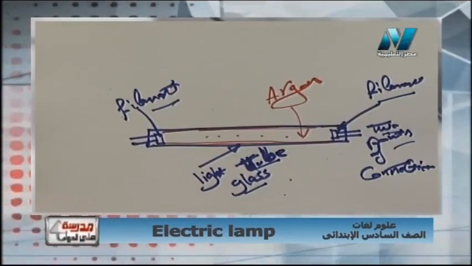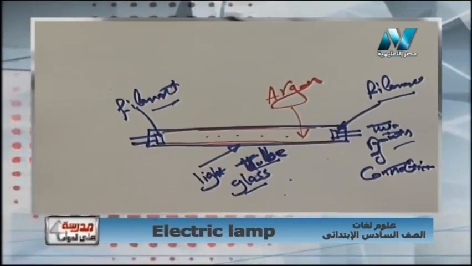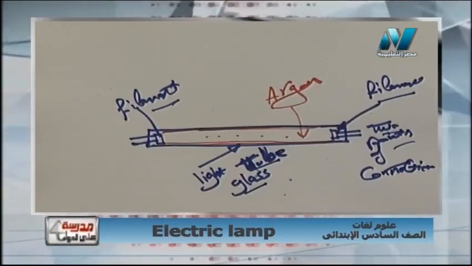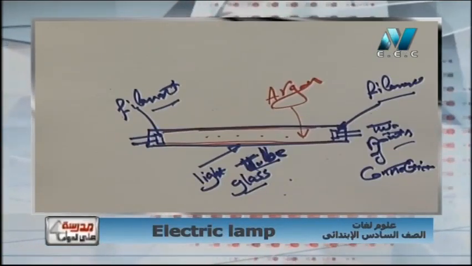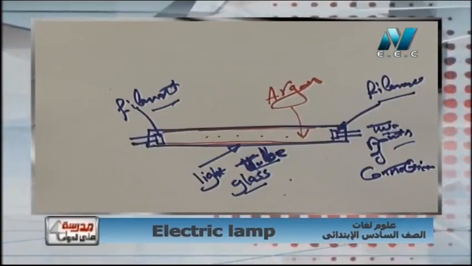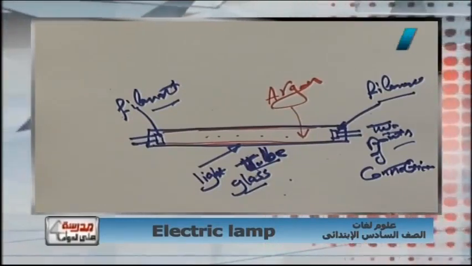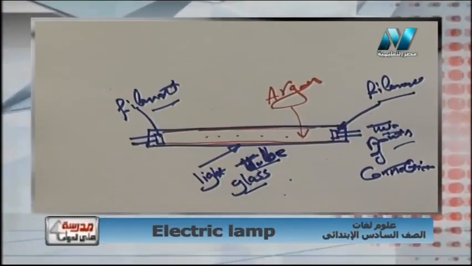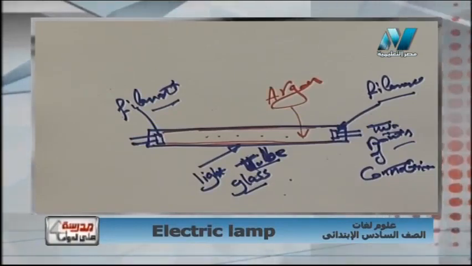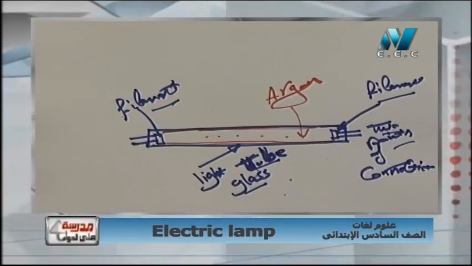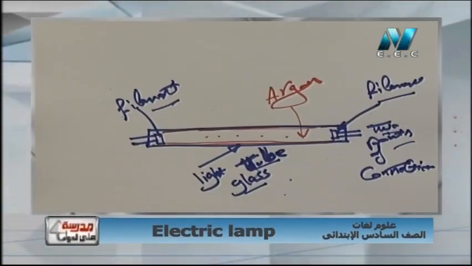So again, the fluorescent lamp contains 3 main parts, which are the glass tube, not glass bulb, 2 points of connection at each tip, and also 2 filaments made of tungsten to increase the lifetime of the lamp, because we know tungsten has a high melting point.